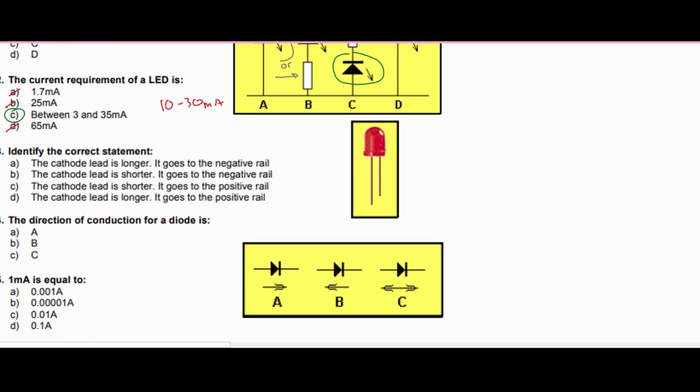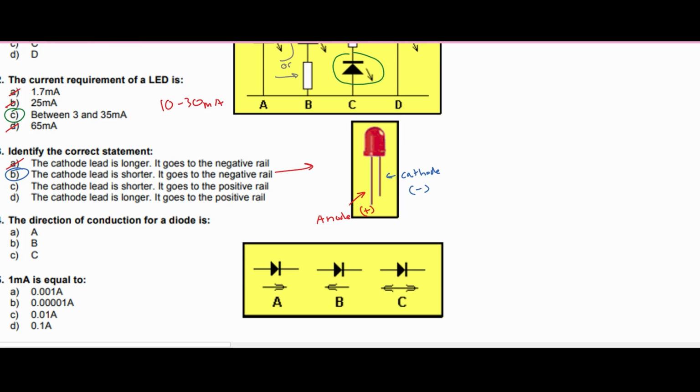Next, we're asked to identify the correct statement, and it is about our LED right here. The longer side is going to be the anode, and our shorter side is the cathode. Now, the anode being bigger, greater, is positive. Our cathode being smaller is going to be the negative. Part A says the cathode lead is longer. That's false. Part B says the cathode lead is shorter, and it goes to the negative rail. So that means our answer has to be part B.